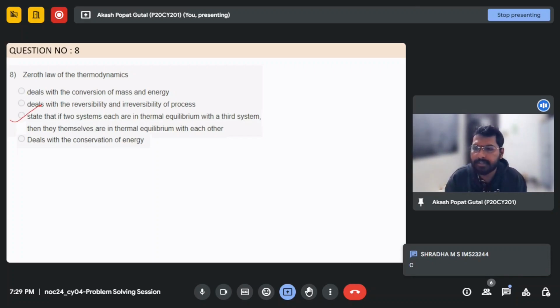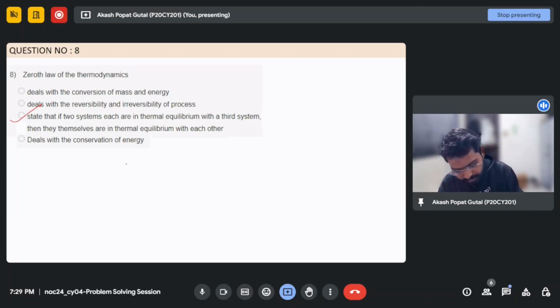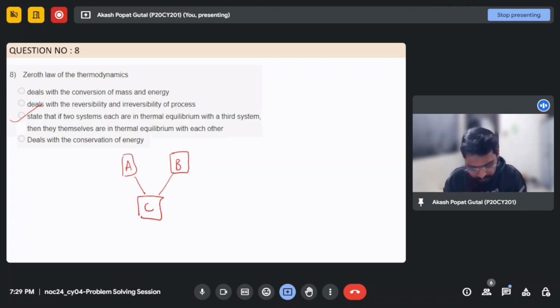Option C is right, as we know, the zeroth law of thermodynamics. This is the simplest law in thermodynamics. Suppose there are bodies A and B, such that A is in thermal equilibrium with C, and B is also in thermal equilibrium with C. Then what we can conclude from the zeroth law is that A and B should be in thermal equilibrium with each other.